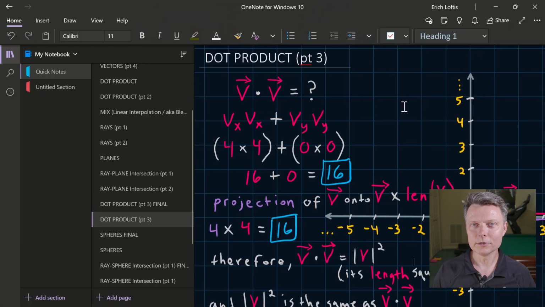All right, so since today's episode is all about spheres and raycasting spheres, let's take a look at how a sphere is defined mathematically.